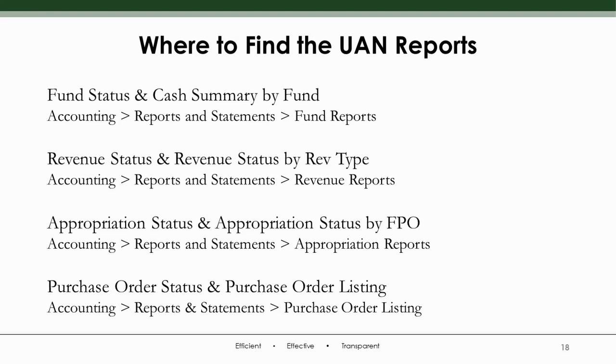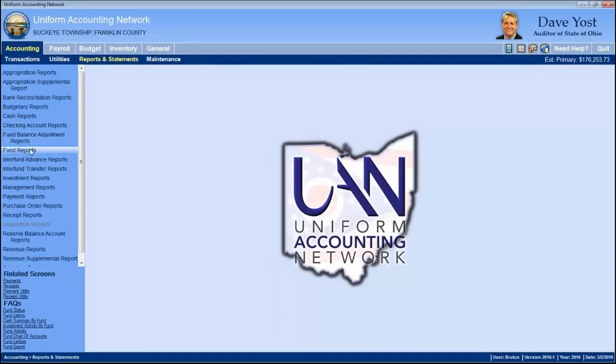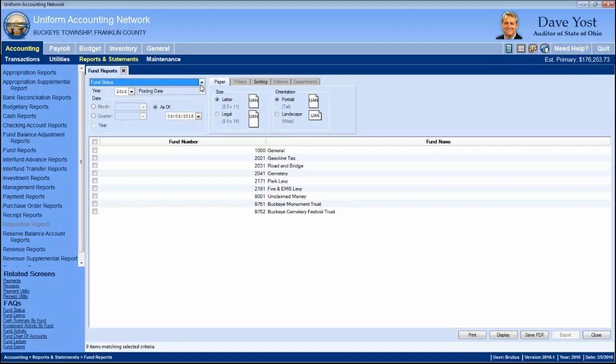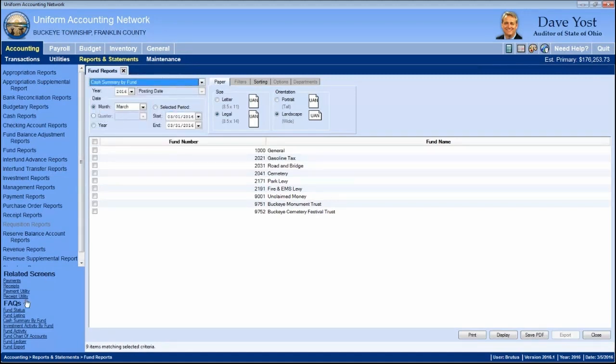For instance, the Fund Status and Cash Summary by Fund report we reach by going to Accounting, Reports and Statements, Fund Reports. So in UAN, I would go to Accounting, Reports and Statements, Fund Reports, and I have the Fund Status Report as well as the Cash Summary by Fund report. And at the bottom left, I have the name of the path, which shows me where I'm at any given time in UAN, which corresponds to what is shown on the slide for Accounting, Reports and Statements, Fund Reports.